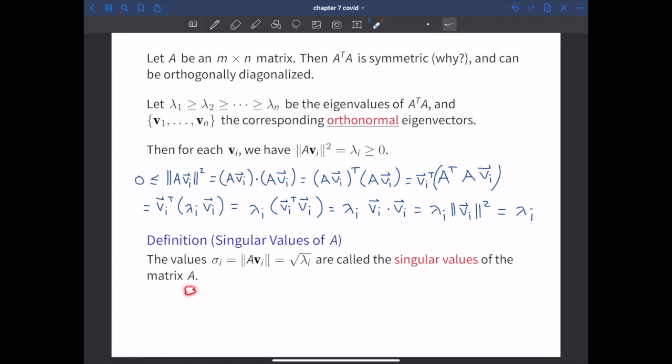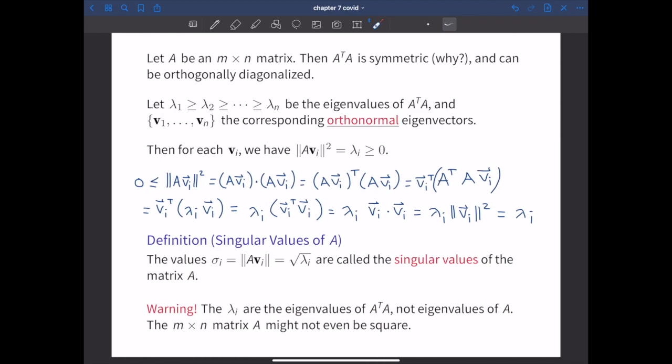So you need to be careful. Remember, lambda was an eigenvalue of A transpose A. So we think of lambda as sort of belonging to the matrix A transpose A. But sigma, we think of as sort of belonging to the matrix A. That's a singular value of the matrix A. But in order to compute it, you have to compute the eigenvalues of A transpose A.